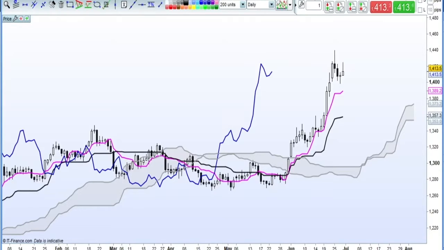Okay, so this is the daily chart of gold. Explain where you would position your trade on this based on Ichimoku.